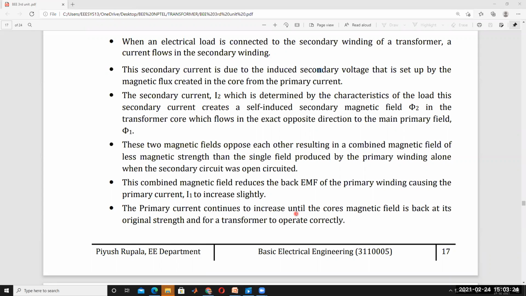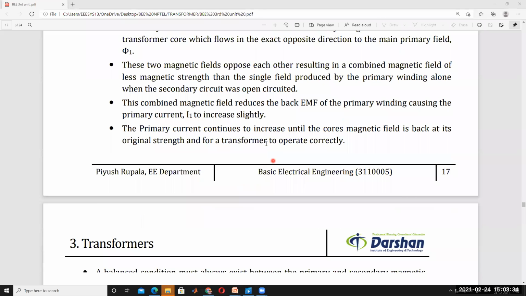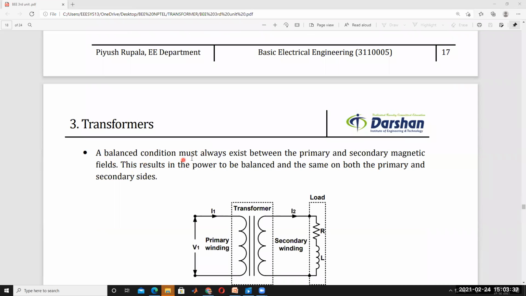Primary current continues to increase until the core magnetic field is back at its original strength, and for a transformer to operate correctly, a balanced condition must always exist between the primary and secondary magnetic fields. Thus the resulting power is balanced and the same on both primary and secondary sides. That's why the transformer is called a constant power device, because it is a balanced system.